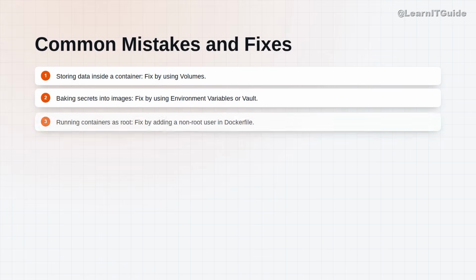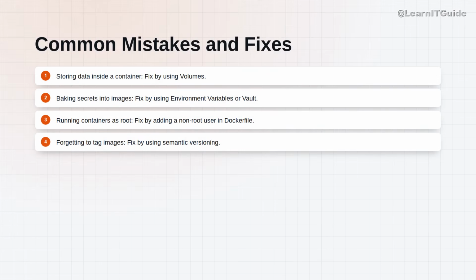What are the common mistakes? First, storing data inside a container. It disappears on restart. Fix this by using Docker volumes. Second, baking secrets like passwords into images. Anyone can extract them. Fix this by using environment variables or a tool like Vault. Third, running containers as root by default. This is a security risk. Fix this by adding a non-root user in your Dockerfile. Finally, forgetting to tag your images. You will lose track of versions. Fix this by using consistent semantic versioning.